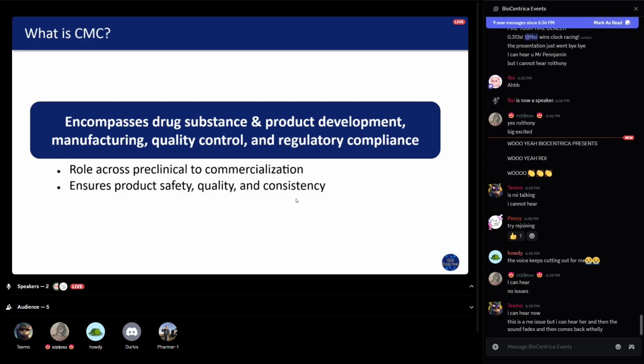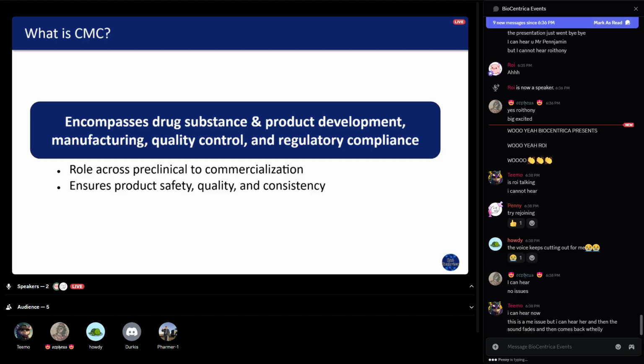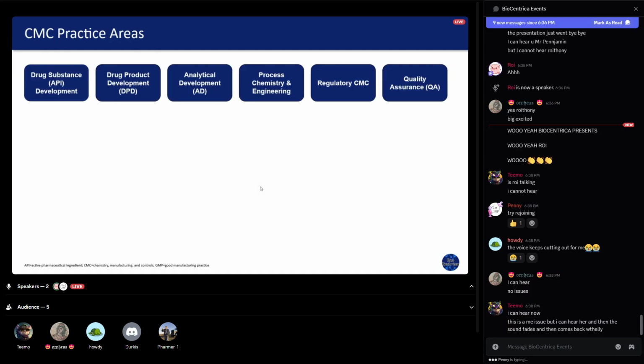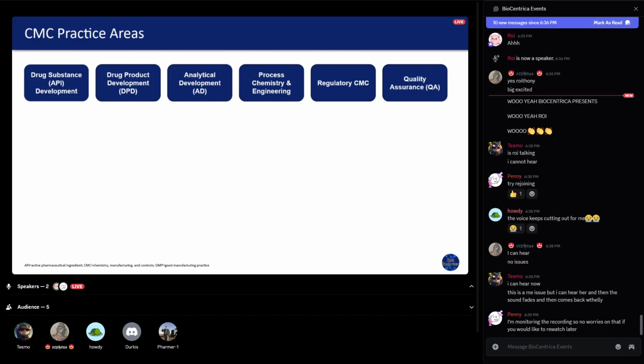You can go all the way from preclinical to commercialization for CMC, okay? And the goal for CMC is that you're ensuring product safety, quality, and the big one is consistency as well. Now, there's quite a lot of practice areas, and I'm going to tell you now, this is going to be a very, very large and a very simplified version of CMC.